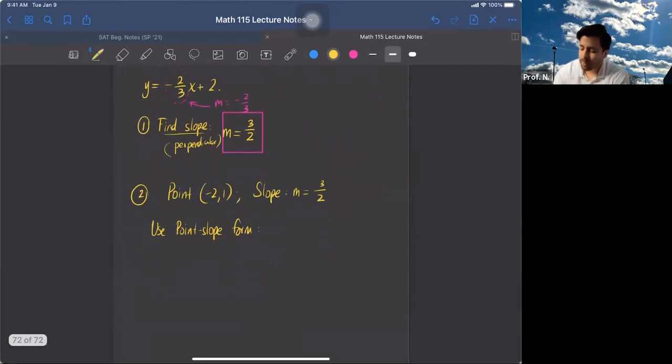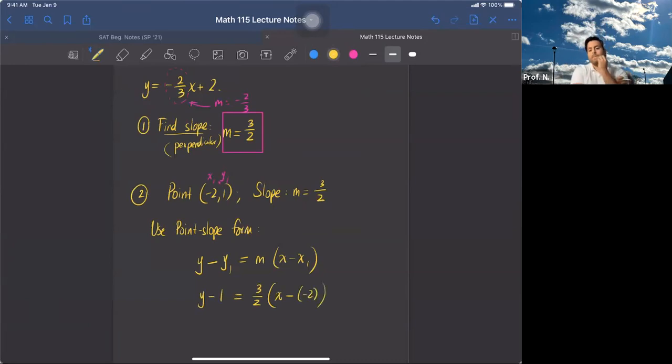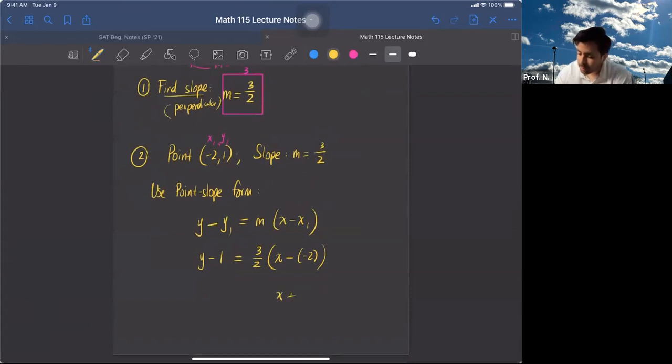So now point slope will be what? y minus y1 equals m times x minus x1. Again, y1 comes from the point, and x1 comes from the point. So this would be y minus 1 equals 3/2 times x minus negative 2. Minus a negative, this would be a positive. So this would be 3/2 times x plus 2 equals y minus 1. So I am done if we consider just finding the point slope form of a line.